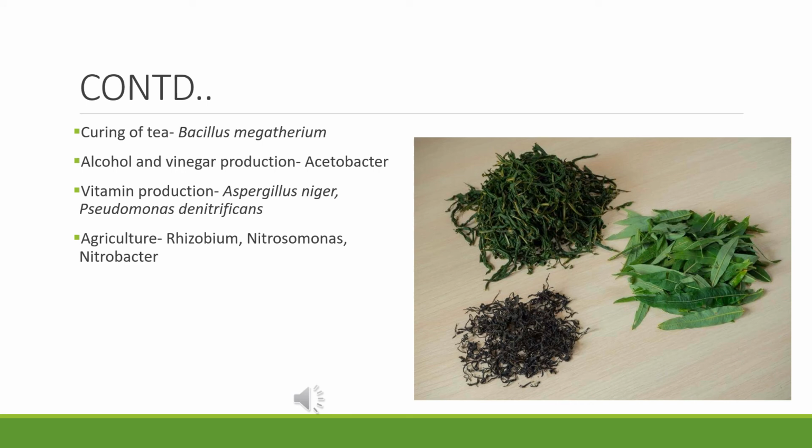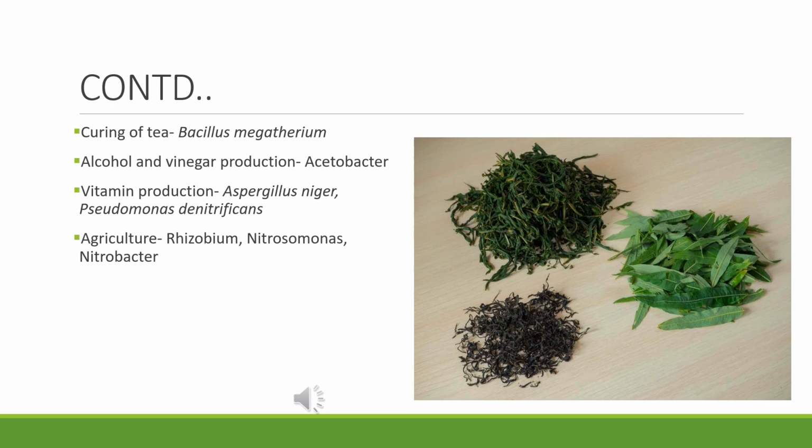Not only for curd production and cheese production are bacteria used, but they are used for other purposes as well. First is the curing of tea. Curing of tea is the process of removing the bitterness from the tea leaves and making them ready for production and selling in the market. And the bacteria used in this is called Bacillus megatherium.